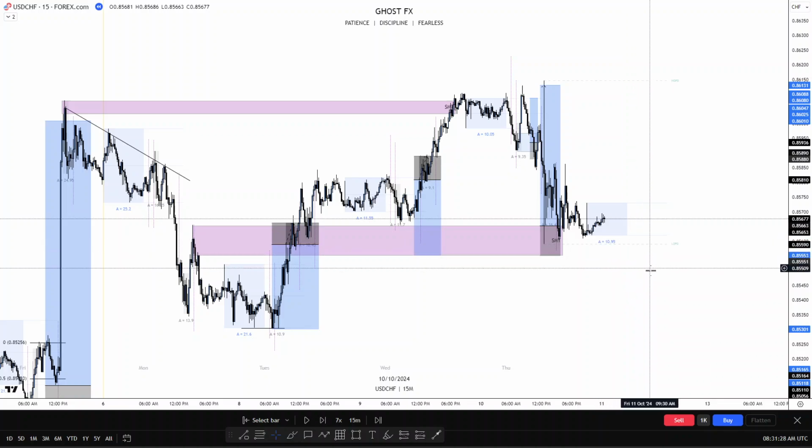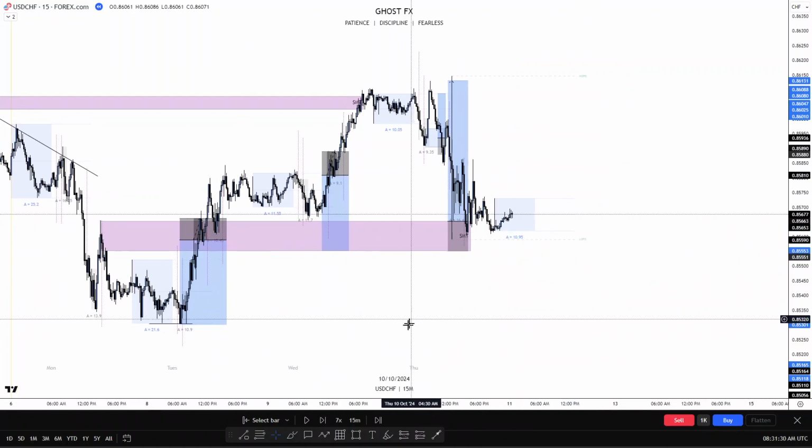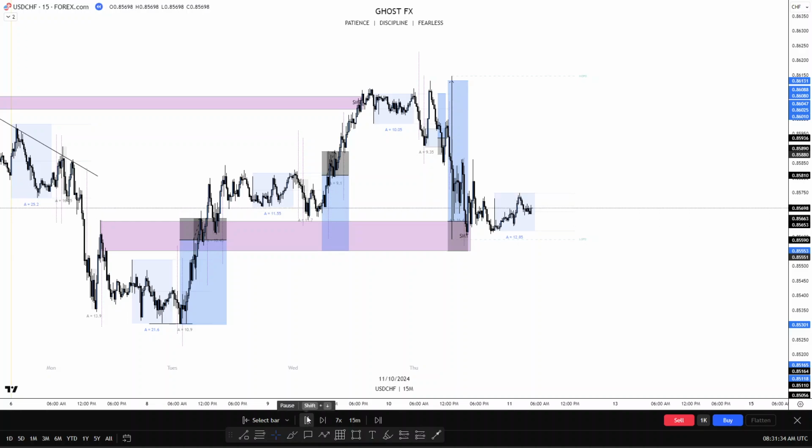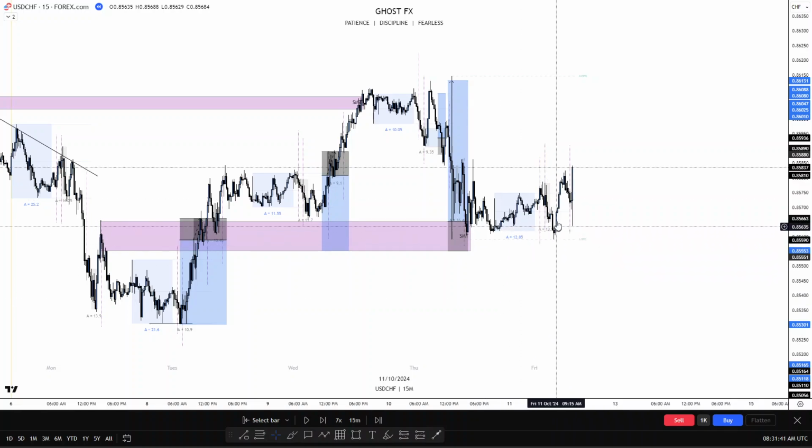Now we have this Asian section. If I get inducement to the downside, happy to take the buys. You get inducement to the top, I don't take any trade. You go ahead to form inducement to the downside. This would have been my entry here.